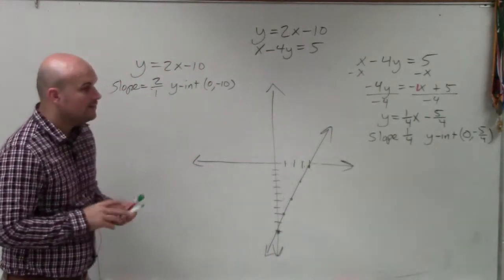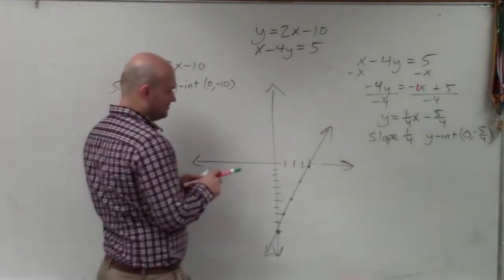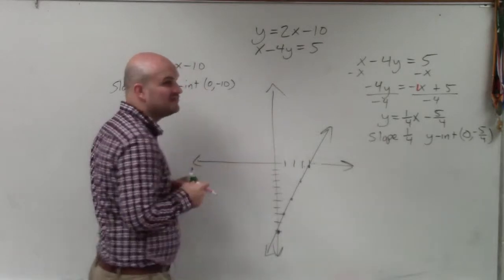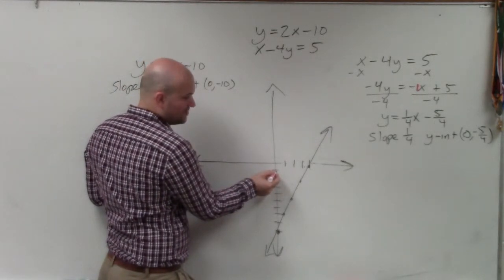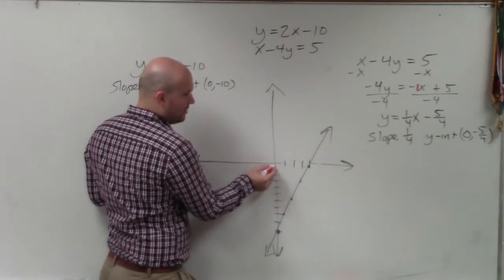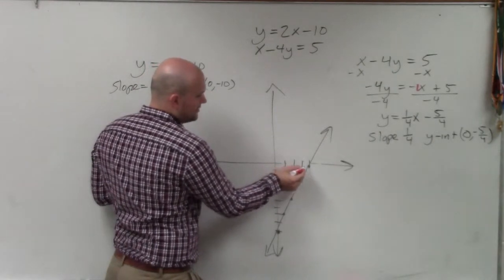OK? Now we go to the next one. The next problem, the y-intercept is at negative 5/4, which is just past between negative 1 and negative 2. Then that's telling us to go up 1 over 4. 1, 2, 3, 4.